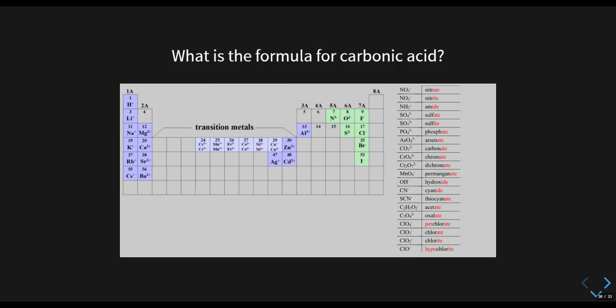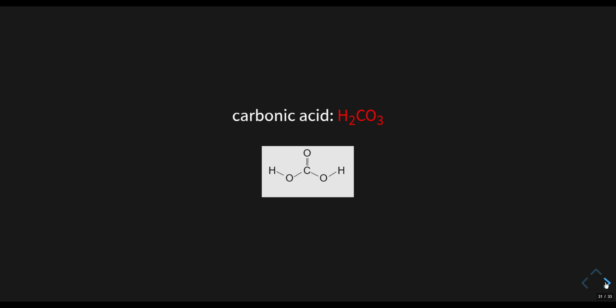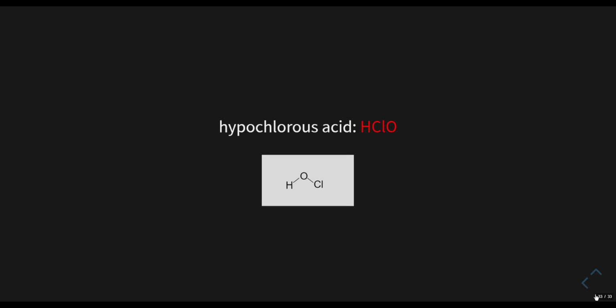And one or two more. Carbonic acid, CO3 with 2 minuses is here. So I need 2 hydrogens, that's H2CO3. And then hypochlorous acid, I guess, is the last one. Here's the hypochlorite ion. So the acid would be HClO. Okay, so that's all there is for these.